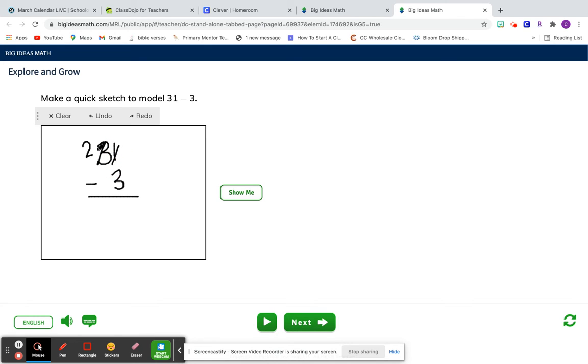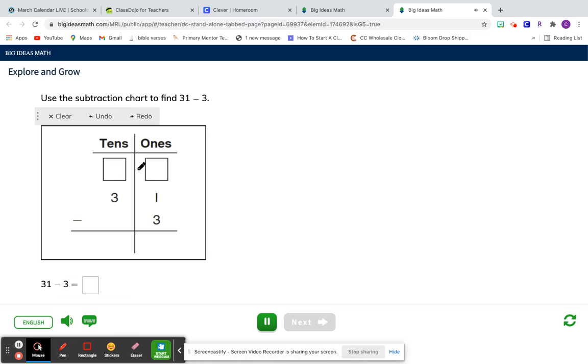And so now, since I borrowed a 10, 10 plus 1 is 11. 11 minus 3 is 8. And then 2 minus 0 is 2.